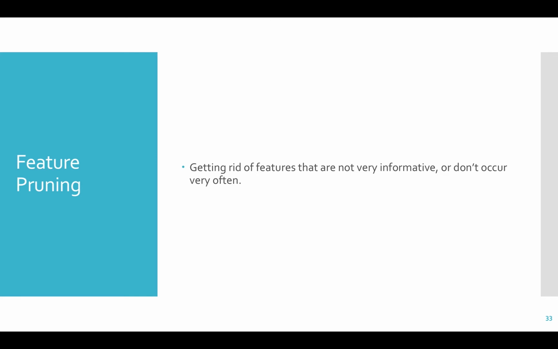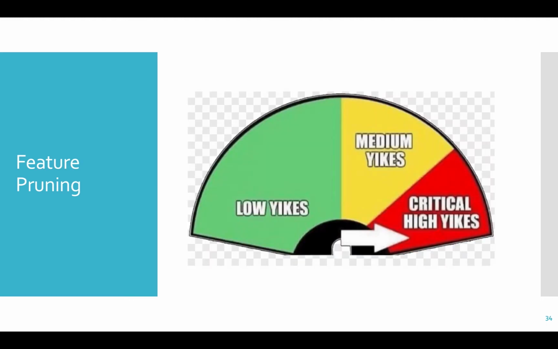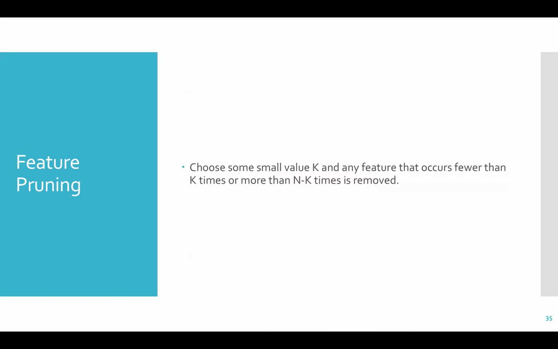On to feature pruning. Feature pruning is getting rid of features that are not very informative or don't occur very often. In text categorization, the word yikes probably doesn't occur very often. So should we get rid of it? Well, this is a slippery slope and you have to decide when to stop removing things. Usually, we choose some small value k and we remove all features that happen in all but k or in fewer than k samples. So the idea is if it happens all the time, we're not that interested in it. And if it happens very infrequently, we're also not that interested in it.